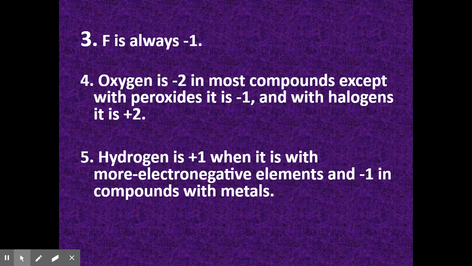Oxygen is almost always going to be -2. If it's a peroxide like hydrogen peroxide, it will be -1. If it's with a halogen, something in group 17, oxygen is +2. But in almost all of our circumstances, it will be -2 in a compound. Hydrogen in a compound is almost always going to be +1, unless it's with a metal, and then it will be -1. But again, for most of our problems, it's going to be +1.